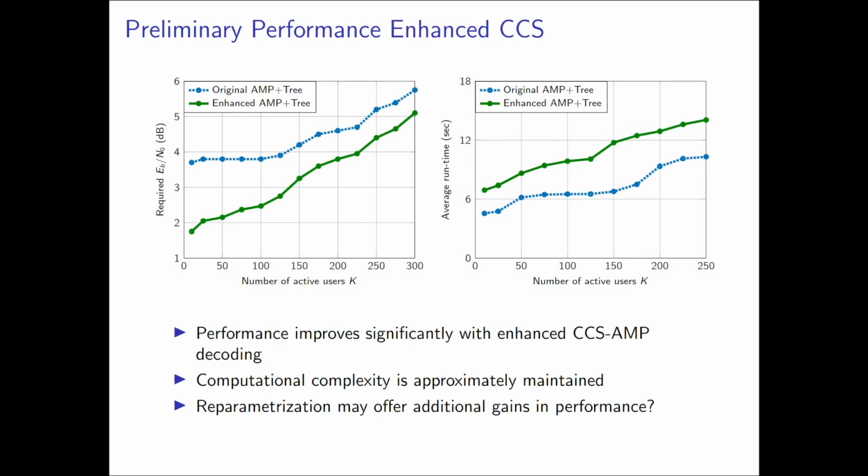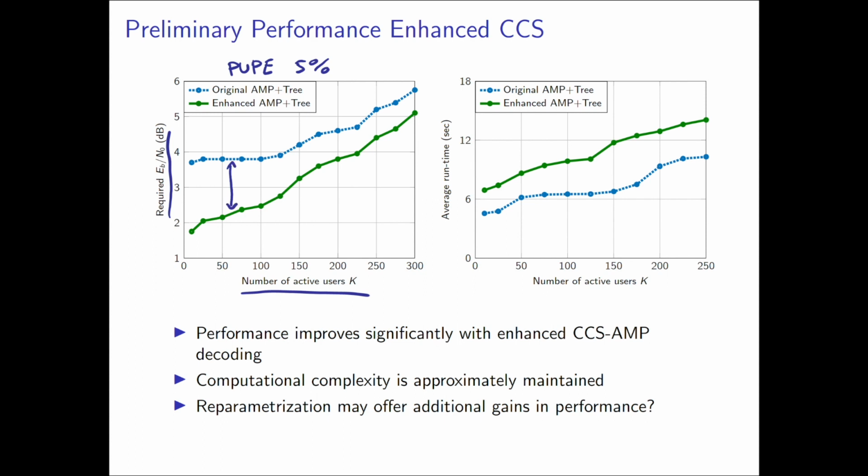The performance gains associated with this latter implementation of CCS AMP are very significant. On the left, we have a graph of the performance. The x-axis is the number of active devices, and the y-axis is the required Eb/N0 in dB for a per-user probability of error of 5%. The gap between the two schemes is very noticeable.